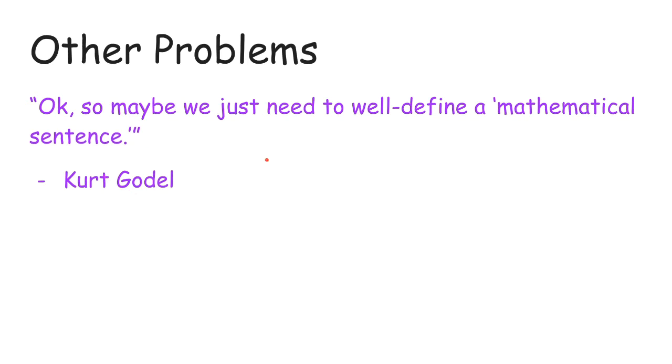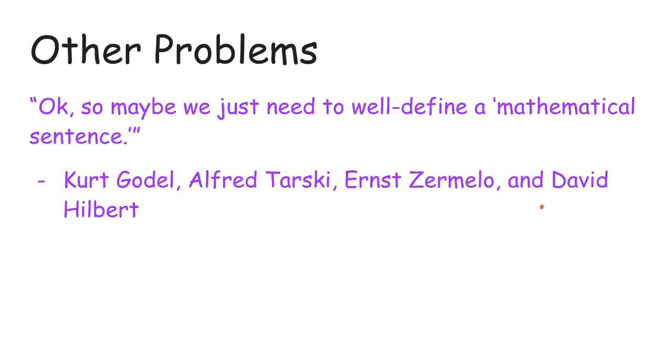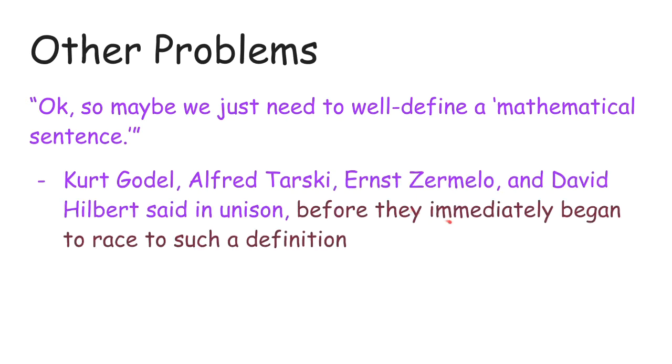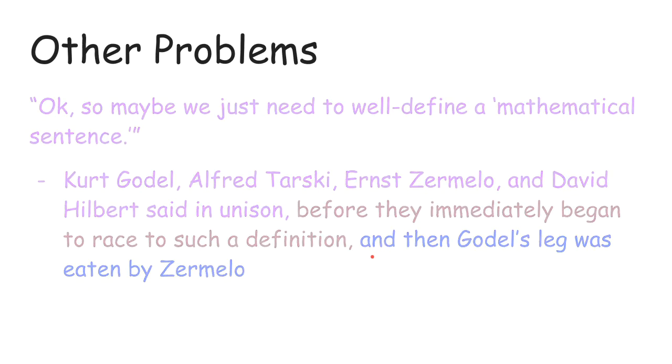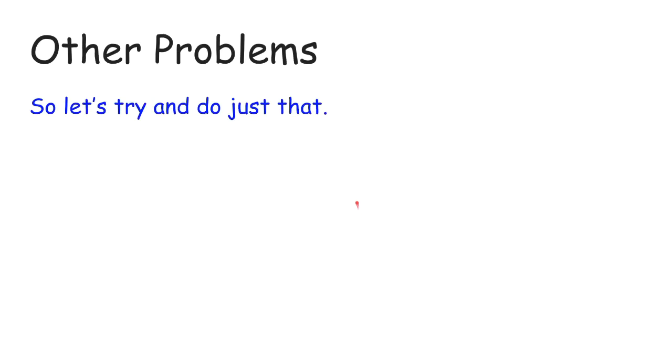You see, the problems we've been coming across so far are caused by the fact that we're working in English. We're not working in just mathematical, pure sentences. And we need to define what a mathematical sentence is: a string of characters that satisfies a certain condition that allows it to be sort of grammatically correct. So Kurt Gödel had this idea, but so did Alfred Tarski, Ernst Zermelo, and David Hilbert in unison before they immediately began to race to such a definition, and then Gödel's leg was eaten by Zermelo. So let's try and do just that.